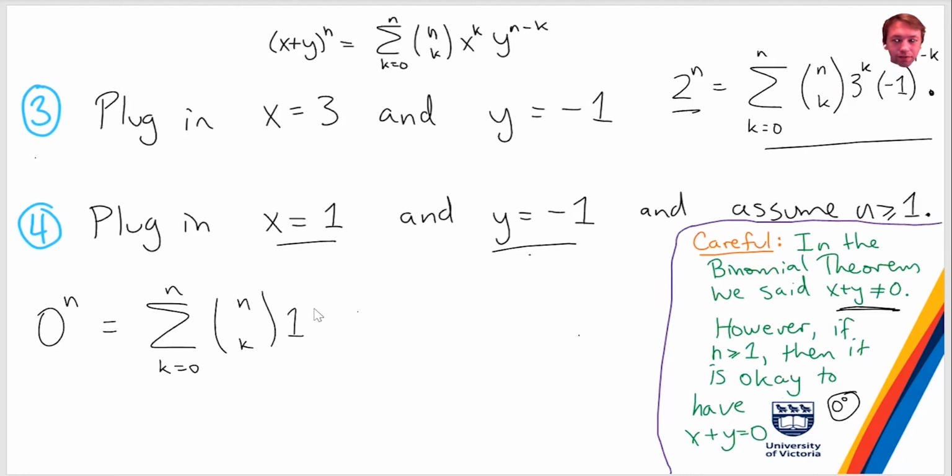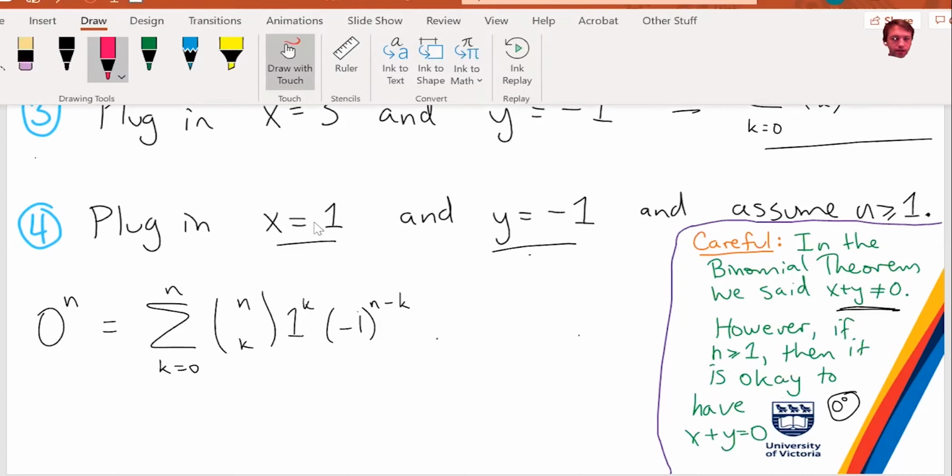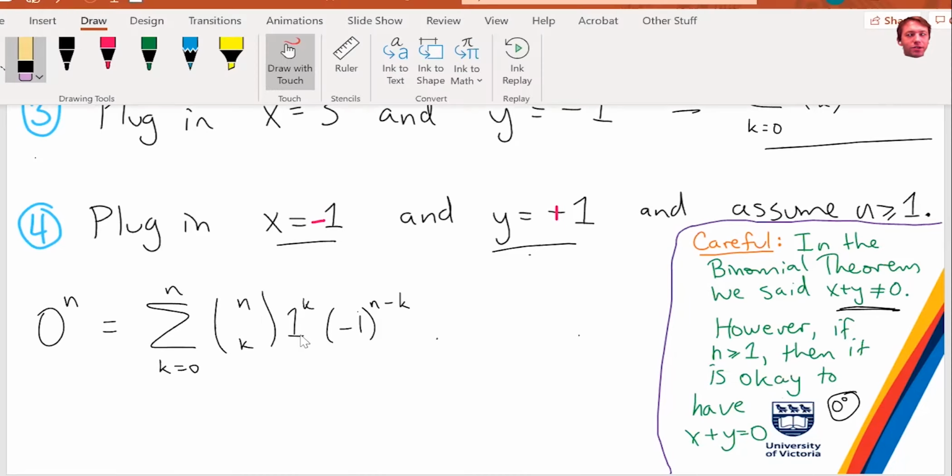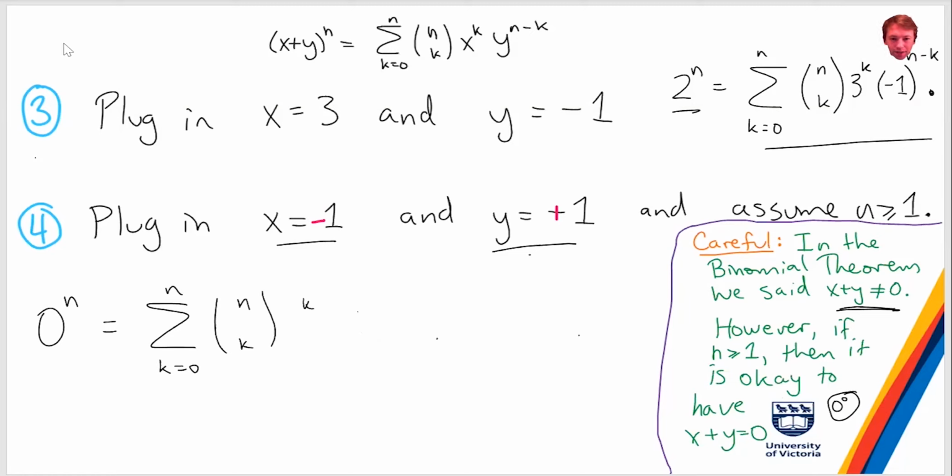Okay, so 0 equals the sum k equals 0 up to n of n choose k, so 1 to the k, which is 1, of course, negative 1 to the n minus k. So actually let me switch this around just to make my life a little bit easier. Let's suppose that, so this is the same, it doesn't make a difference, but let's suppose that x is negative 1 and y is positive 1.